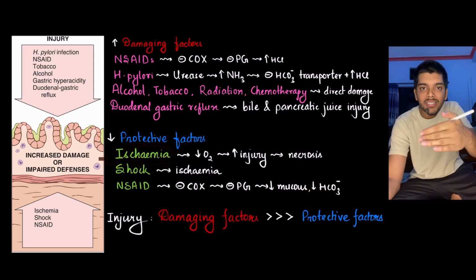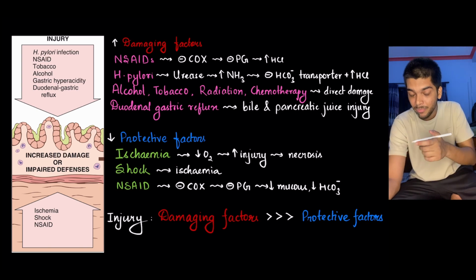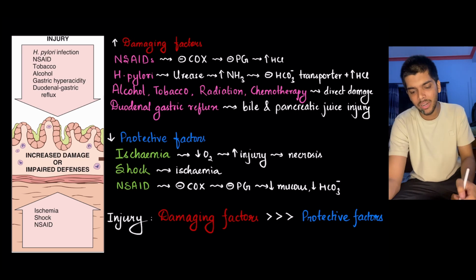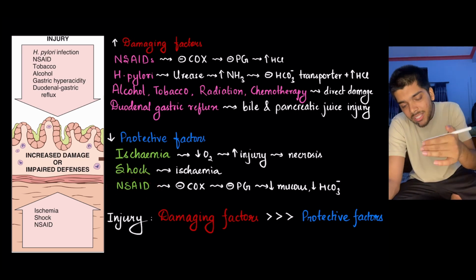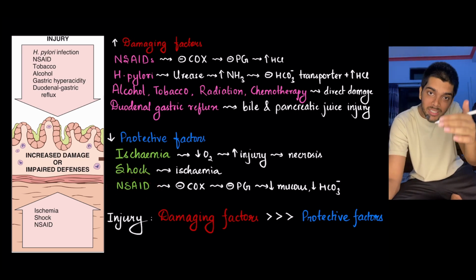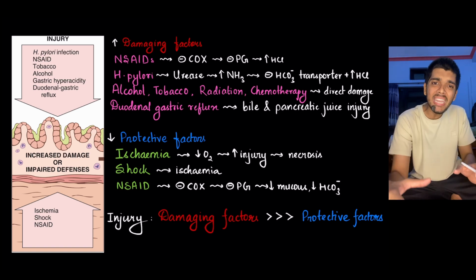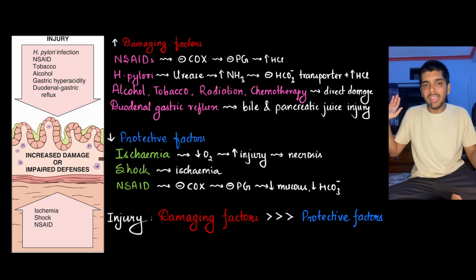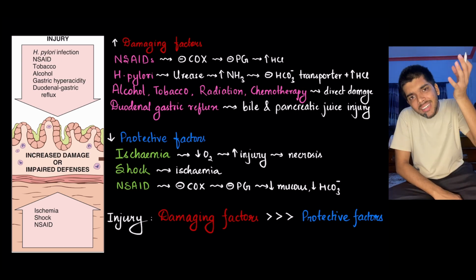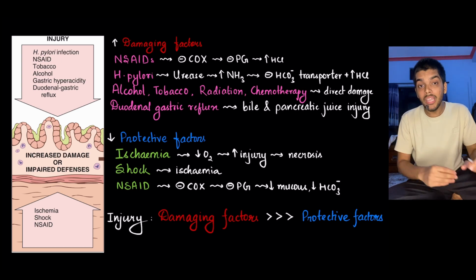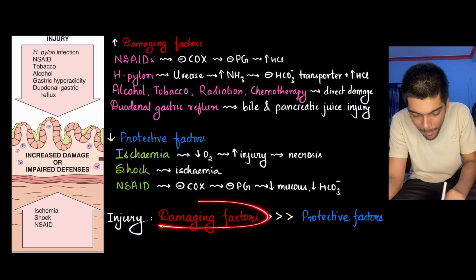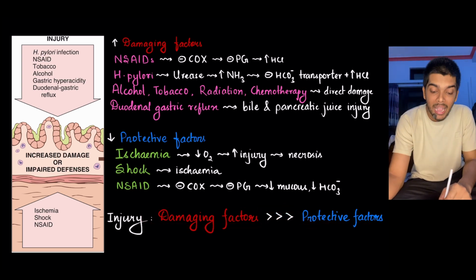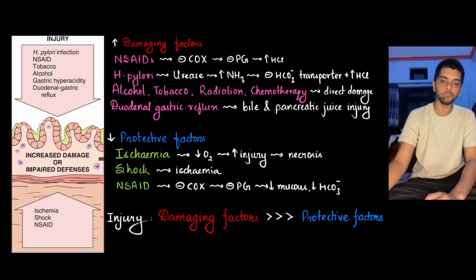With ischemia, there is a decrease in mucosal blood flow, a decrease in protective factor. With shock also, there is a decrease in mucosal blood flow, a decrease in protective factor. NSAID also leads to a decrease in mucus and bicarbonate, a decrease in protective factor. So be it an increase in damaging factor, that is an increase in HCl or decrease in bicarbonate, or be it a decrease in protective factor, eventually the damaging factor will overcome the protective factor, and this leads to injury.